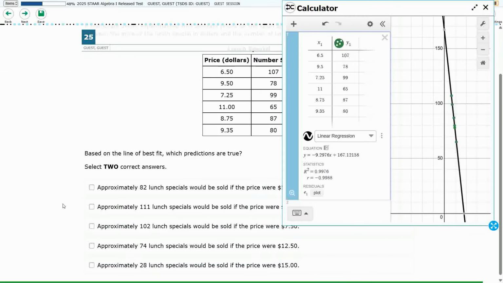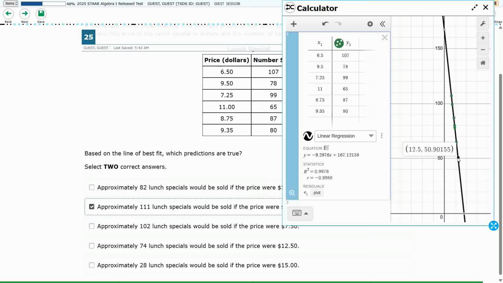All right, so let's get this off so we can check that. And we got two that we need to get here. So let's look at 102. If the price were, I think that says 7.50, then 7.50 is going to be right here. Ooh, 97. No, that's not going to work. The price for 12.50, so we're looking at our x value of 12.50. That's expensive. That's more than they've done. The number would be 74.